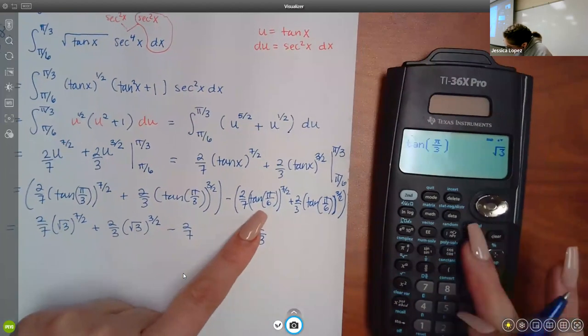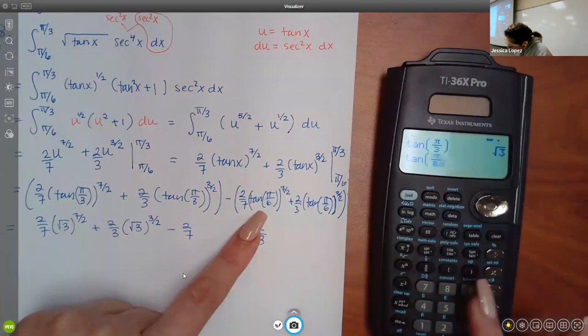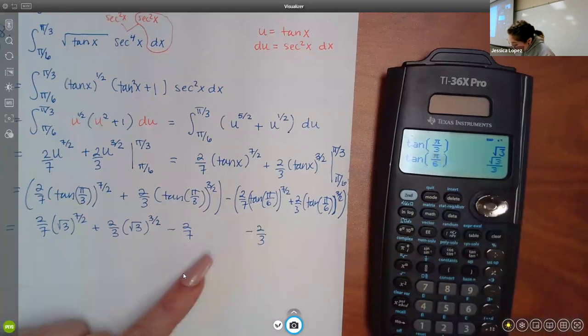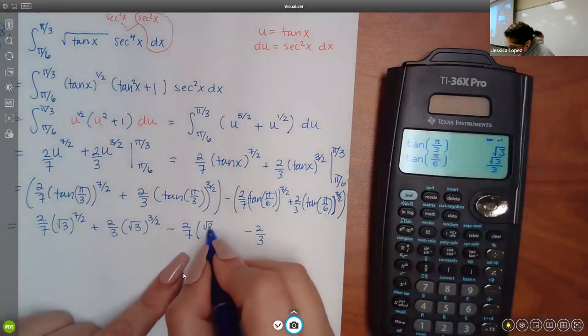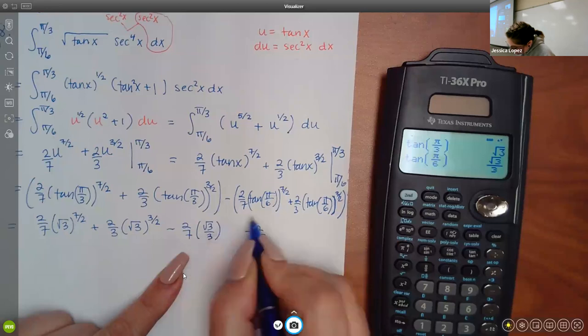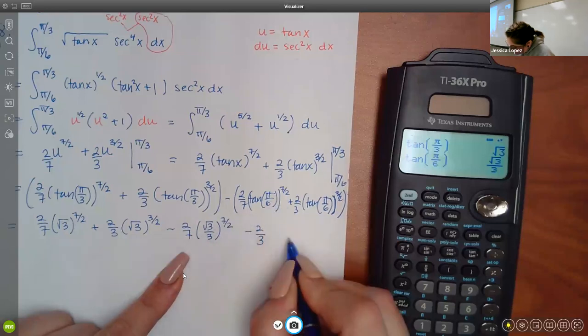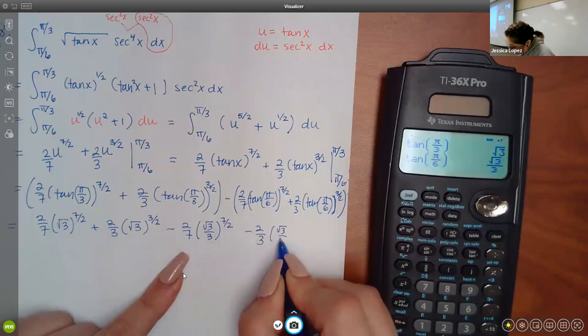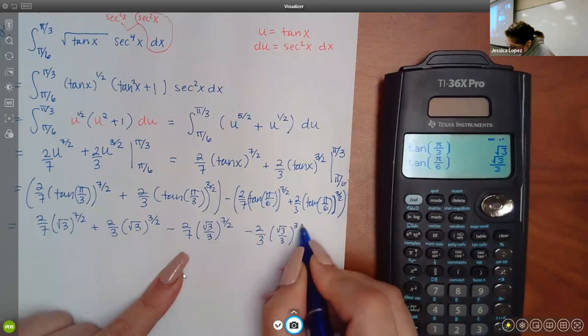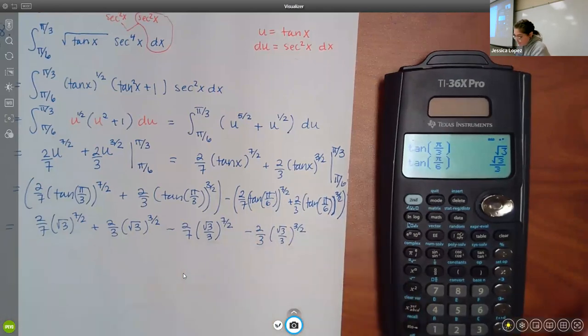What is tangent of pi over 6? It is square root of 3 over 3 raised to the 7 halves. And then square root of 3 over 3 raised to the 3 halves. Now this I should be able to type in.